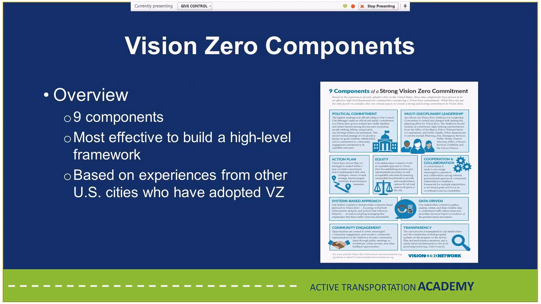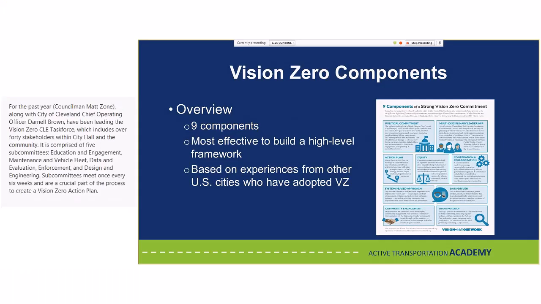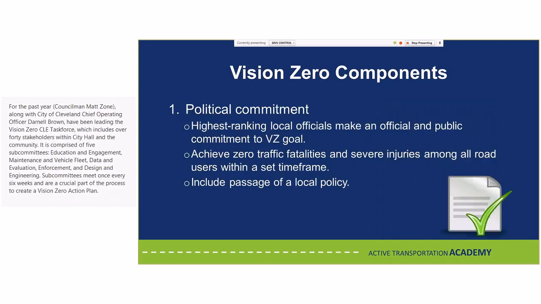So Vision Zero has 9 main components that it organizes around, and these have been found to be the most effective components to build this high-level framework for a community. And this is all based around the collaboration amongst communities in the U.S. who have adopted it already and tried it out. So these are the ones that have been identified as the most useful. The first component is political commitment.